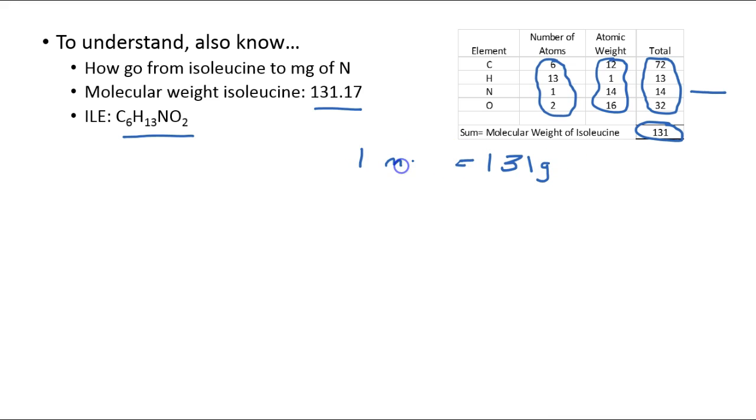A mole is just a measure of quantity, right? It's 6 times 10 to the 23rd molecules, or 6 times 10 to the 23rd particles of any substance. In this case, it's 6 times 10 to the 23rd molecules of isoleucine. So every mole would equal 131 grams of isoleucine, and that contains 14 grams of nitrogen.